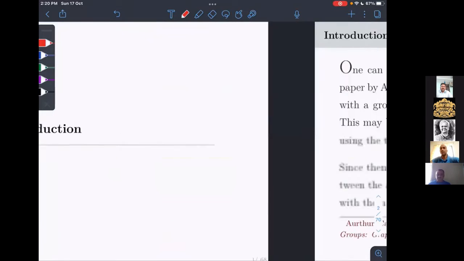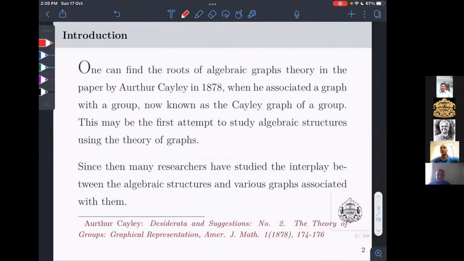Let me give you a brief introduction. As I told you in my very first inaugural session, you can find the roots of algebraic graph theory in the paper by Arthur Cayley in 1878, which appeared in the American Journal of Mathematics. That started the interplay between graphs and groups, and seems to be the first attempt to study graphs derived from algebraic structures. Afterwards, many such graphs were defined and studied.